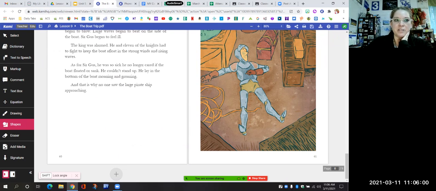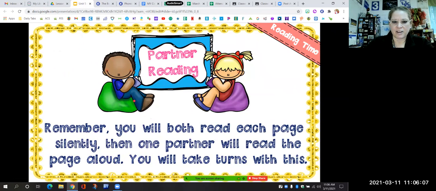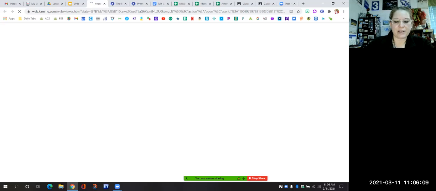I think a pirate ship is going to try to board their boat and take their things. That would be terrible.